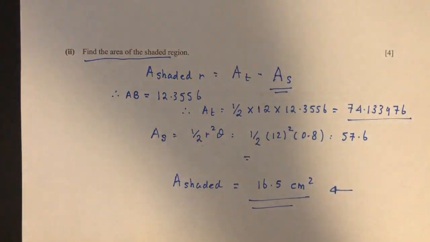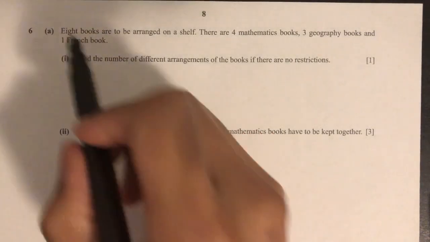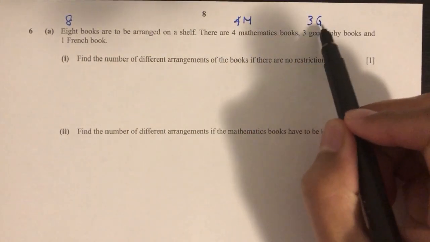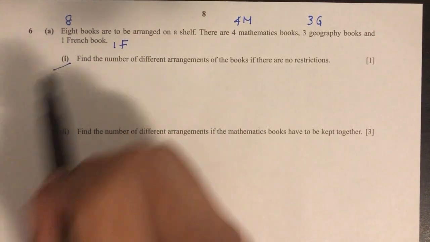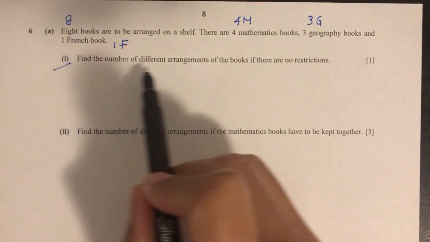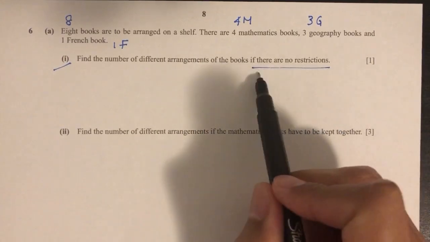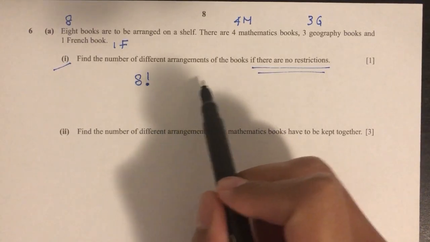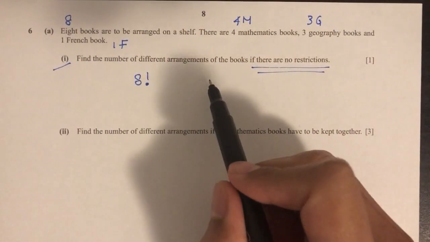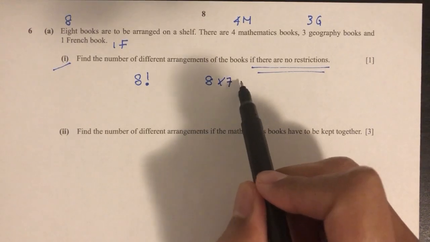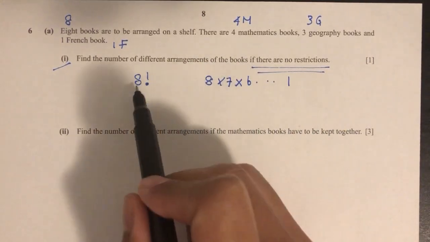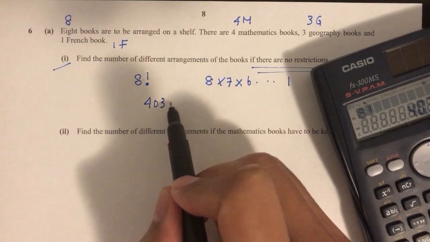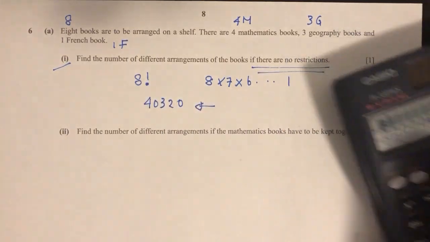That will be question number 5. Question number 6, part A. We have 8 books to be arranged on the shelf. There are 4 math books, 3 geo books, and 1 French book. Part 1. Find the number of different arrangements if there are no restrictions. We can have 8 factorial ways. For the first book, we can choose any of the books, so 8 choices. Then 7 choices, then 6 choices, up to 1. So 8 factorial, that will be 40,320. That will be your answer for part 1.